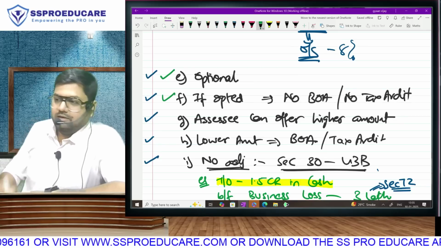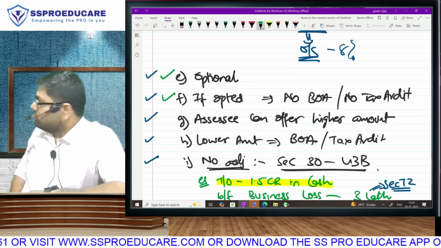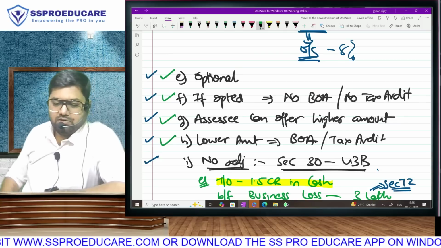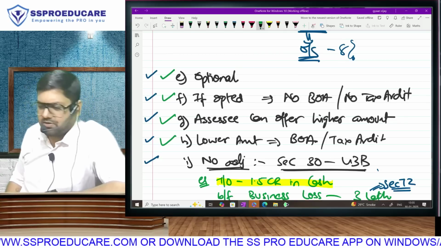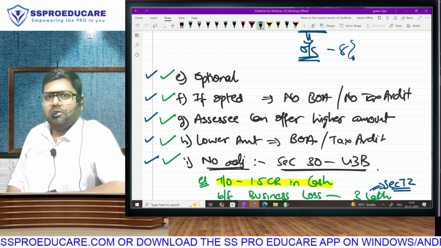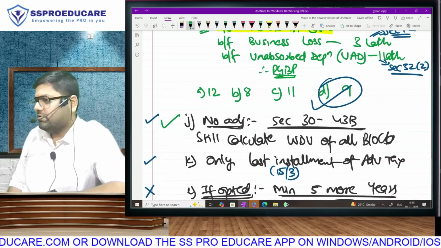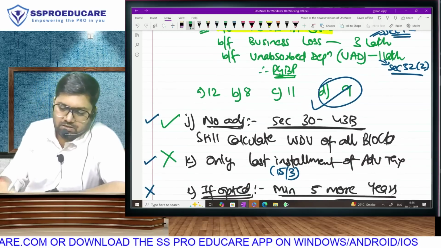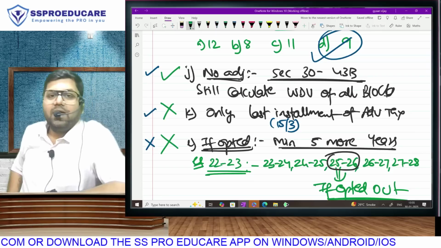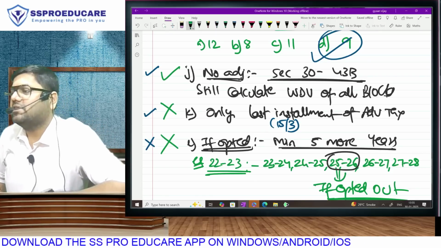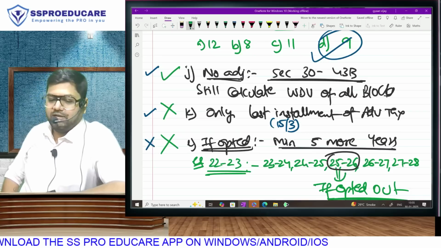If opted, no need to maintain any books of accounts. Can the assessee offer a higher amount? Yes. But if lower amount, just opt out. Maintain books of accounts. No adjustment from 30 to 43B. Still calculate WDV of all the blocks. But advance tax will be applicable for all the 4 installments. Only the last installment facility is for AD/ADA, and lock-in is also not applicable.